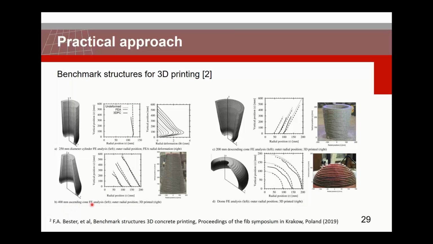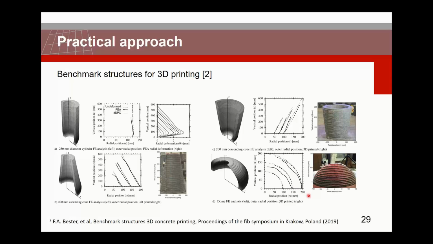Then we have the ascending cone. They have 3 ascending cones with different diameters, and they were all able to be printed. They have the descending cone. Actually, they only printed 2, so the 150 diameter and 200 diameter, and both of them were not able to be finished. And they are also printing 2 domes. You see 3 here, but only the solid lines are actually experimentally printed.